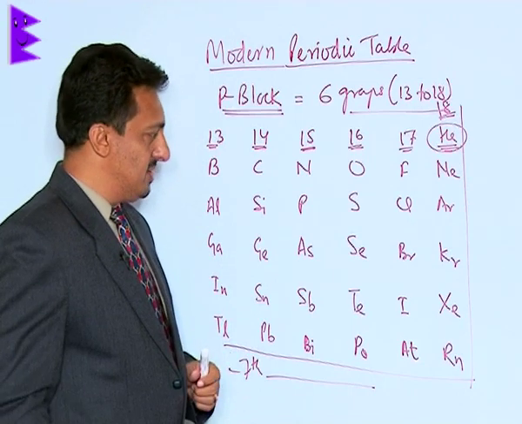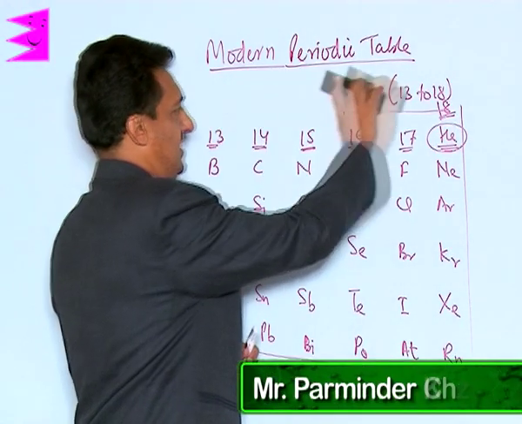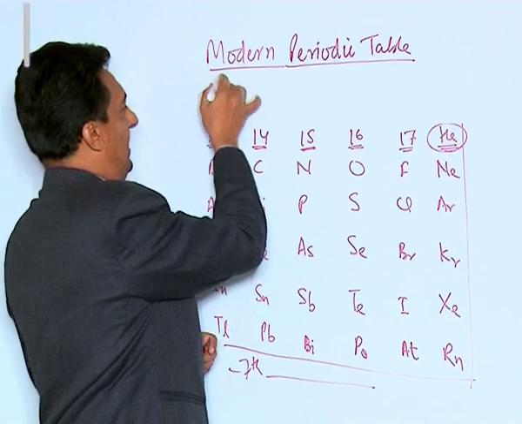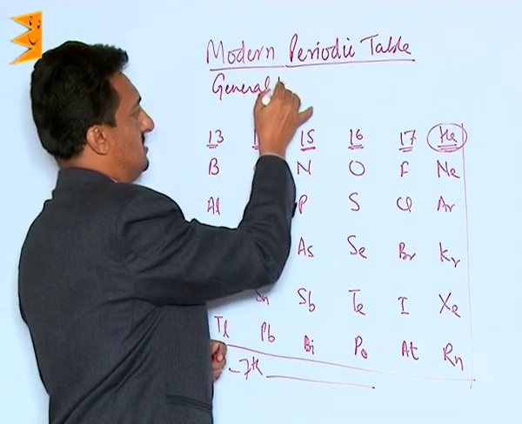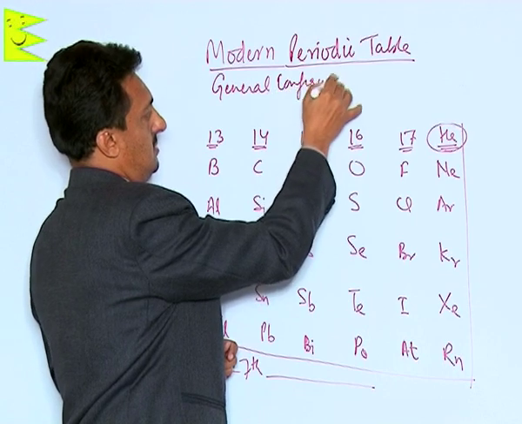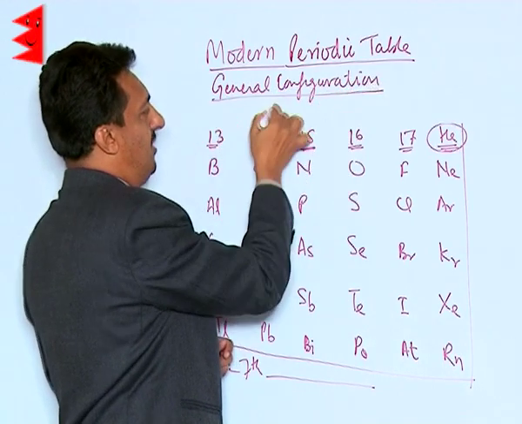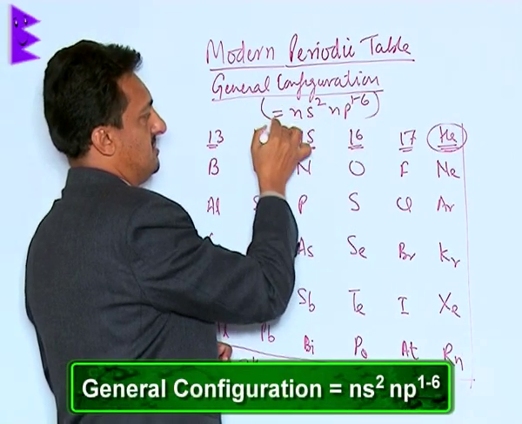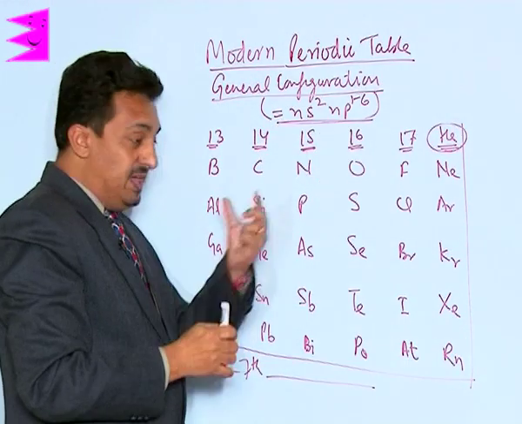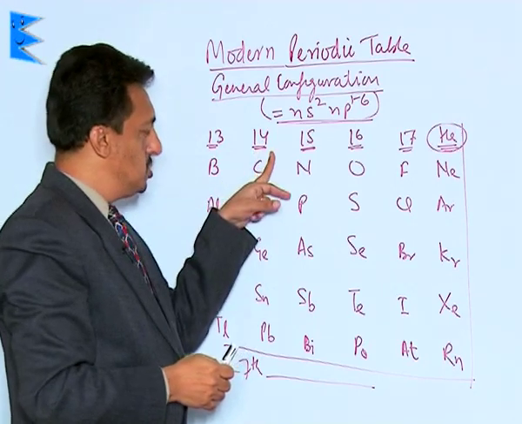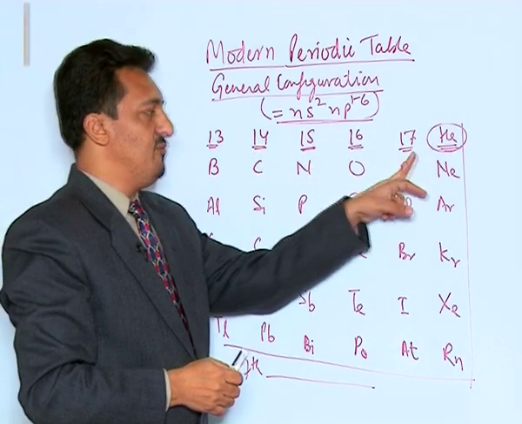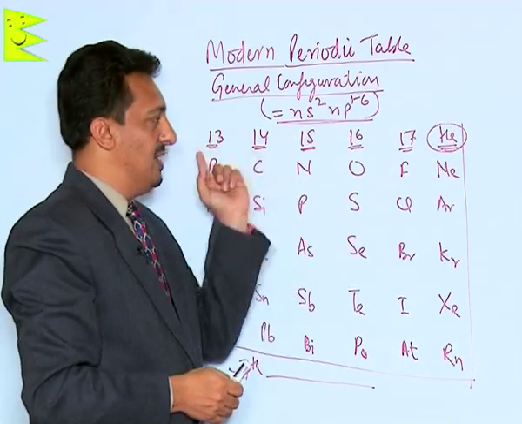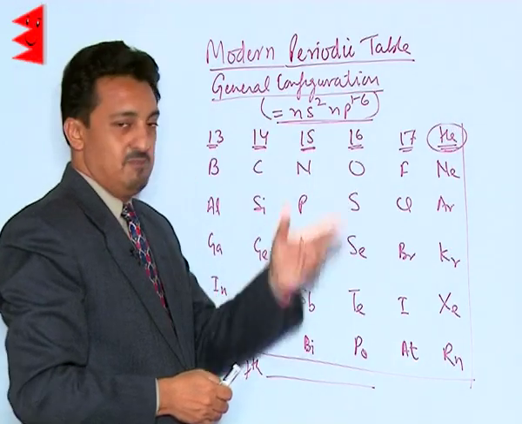Now what is most important to note is their general electronic configuration. The general electronic configuration of the P block is ns2 np1 to 6, because the p subshell can have 1, 2, 3, 4, 5, and 6 electrons. Since the p subshell is progressively filled, the electrons in it can be from 1 to 6. So the general configuration is ns2 np1 to 6.